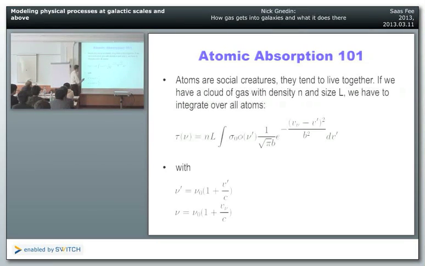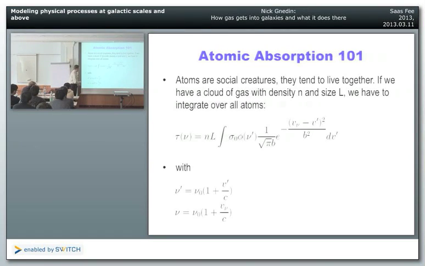Then there's the cross-section, this function of nu, and then you integrate over all velocities of atoms in this cloud. Of course, atoms move because the cloud has some finite temperature. There are a few definitions here that I introduced. First of all, v prime is the velocity of a given atom, and we integrate over all velocities in a Maxwellian distribution. This is just the Maxwellian distribution. I'll show it to you in a more familiar form on the next slide.